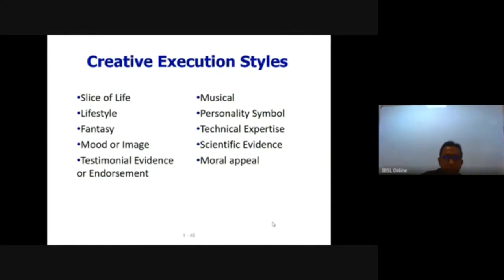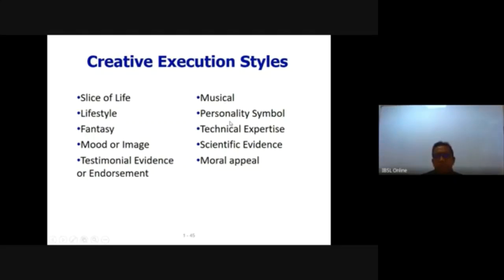And when you execute a message, there are different execution styles. Slice of life means your day-to-day life stories are captured, like a housewife and what she does during day-to-day work. You will see a lot of detergent ads and milk powder ads, all of which come as slice of life, day-to-day happenings at home. I'll show you a few ads: lifestyle, fantasies, moods, testimonials by professionals, celebrities, and so on.